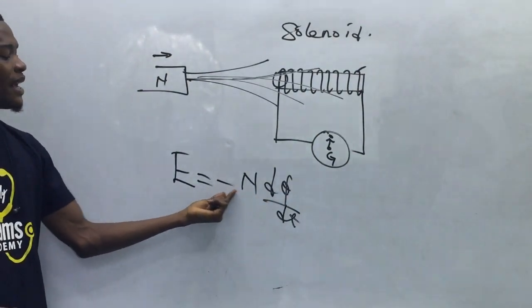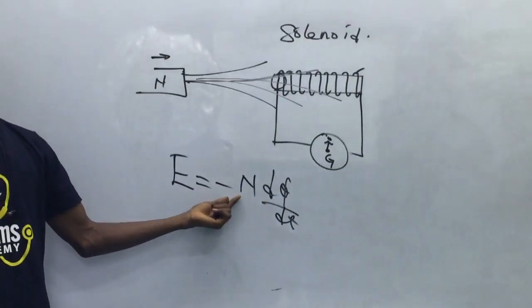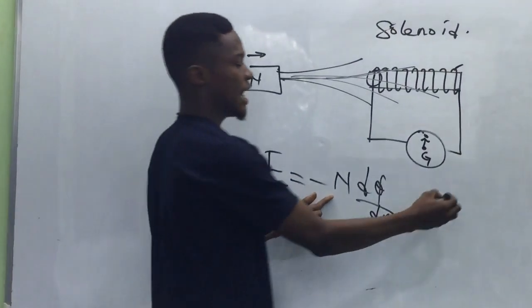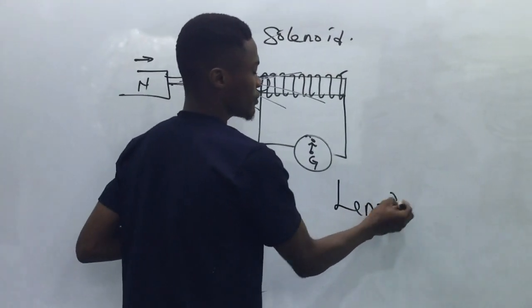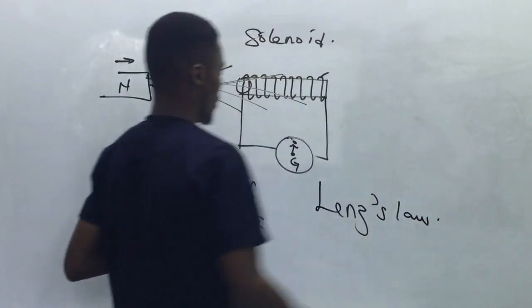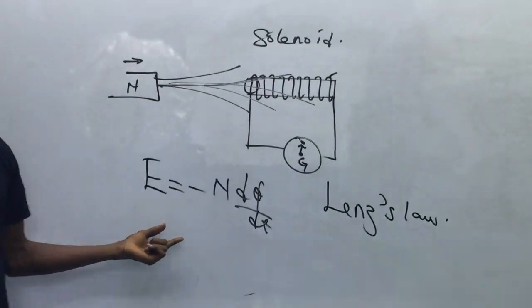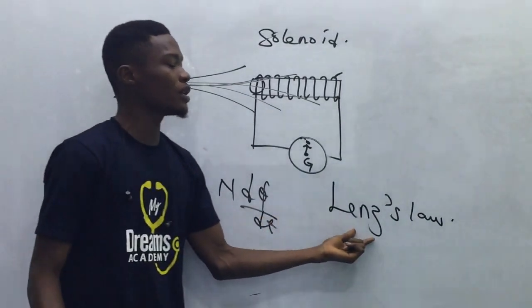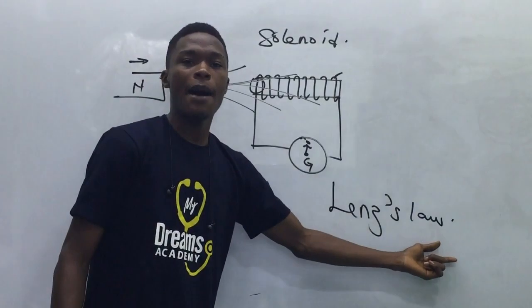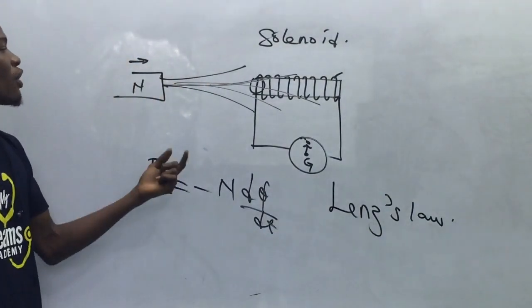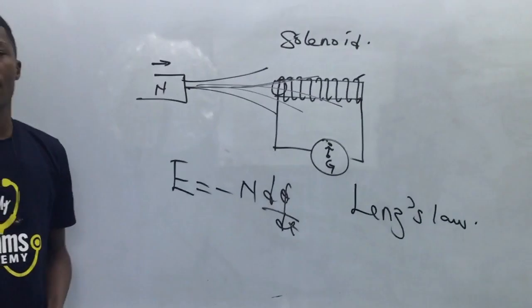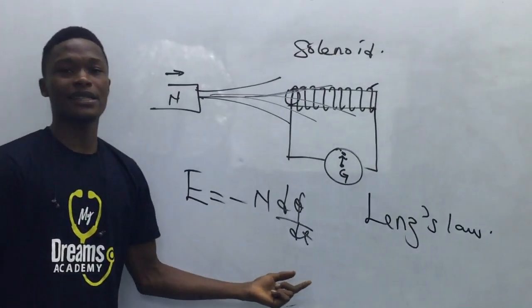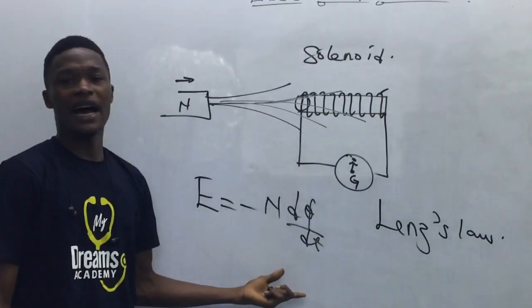Now, this minus here is actually from what we call Lenz's law. That means that Faraday's law is not complete without knowing what Lenz's law is all about. But whenever we consider the magnitude of the induced EMF or current, we use what we call Faraday's law, and it is given by the formula here.